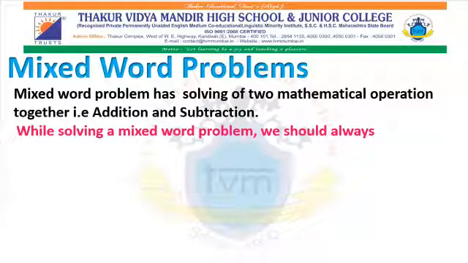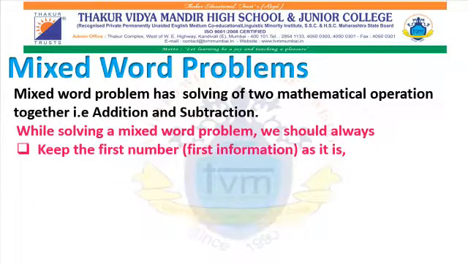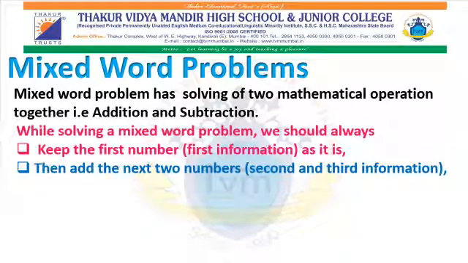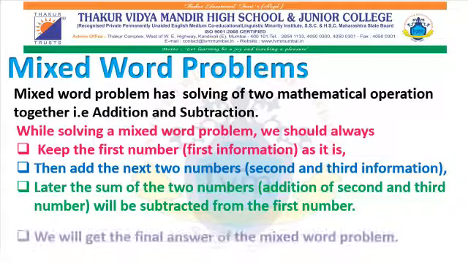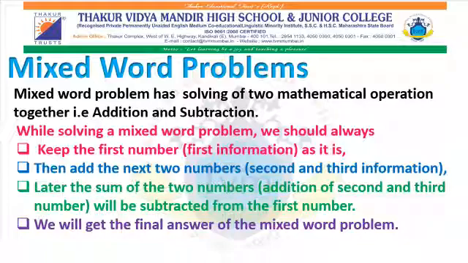While solving a mixed word problem, we should always keep the first number, that is the first information, as it is. Then add the next two numbers, that is the second and third information. Later, the sum of the two numbers, that is the addition of the second and third number, will be subtracted from the first number. Then we will get the final answer of the mixed word problem. Students, these are the key steps to identify and solve the mixed word problem. Now let us solve and see this type of mixed word problem.